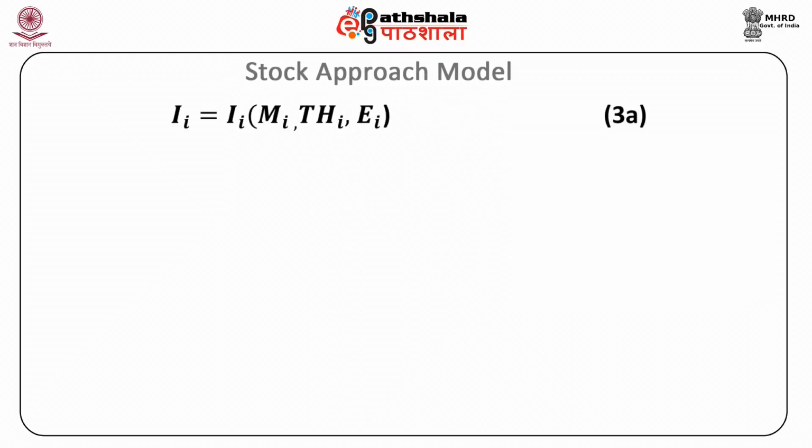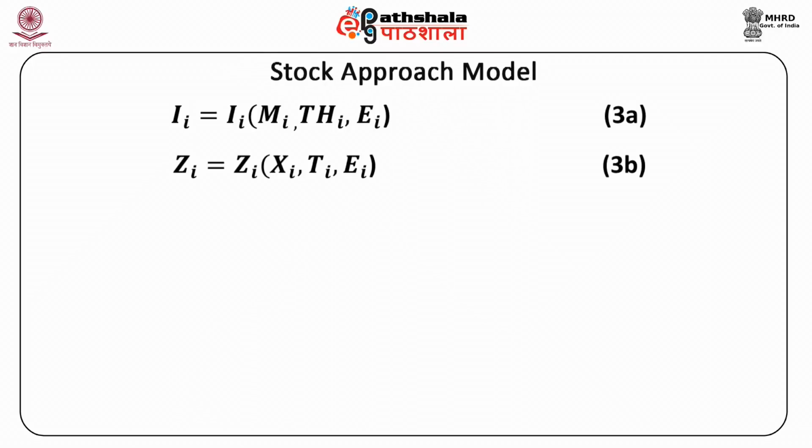Ii = Ii(Mi, THi, Ei), Equation 3a. Zi = Zi(Xi, Ti, Ei), Equation 3b, where Mi is medical care, THi and Ti are time inputs, Xi is the goods input in the production of Zi, and Ei is the stock of human capital.